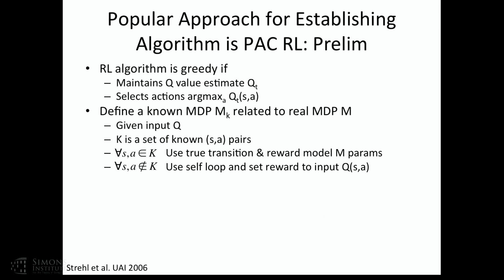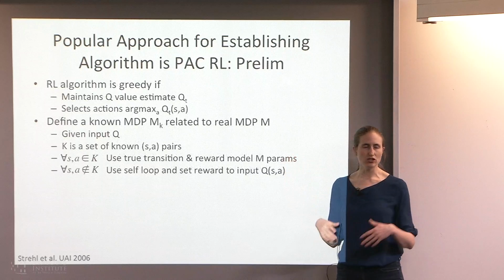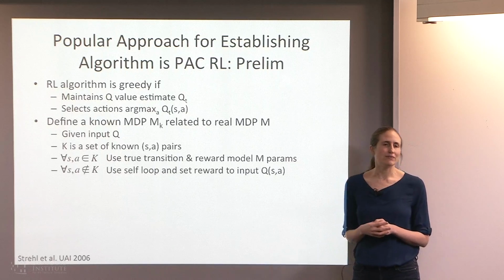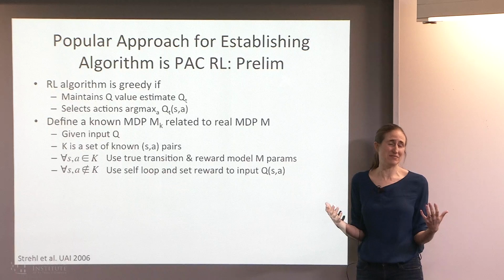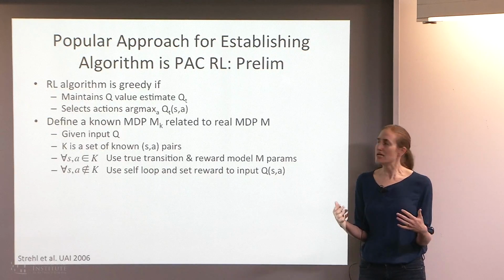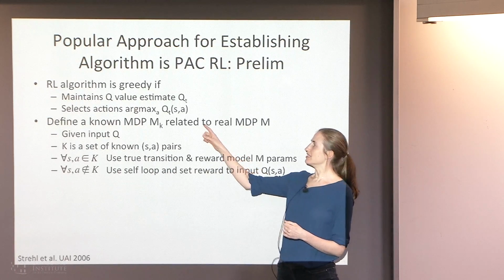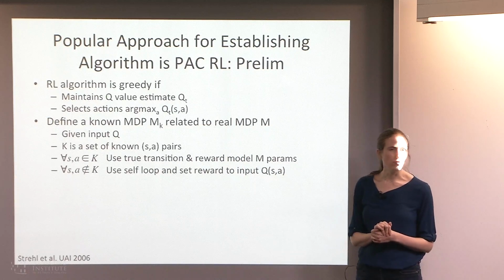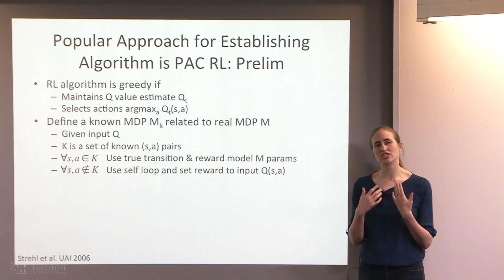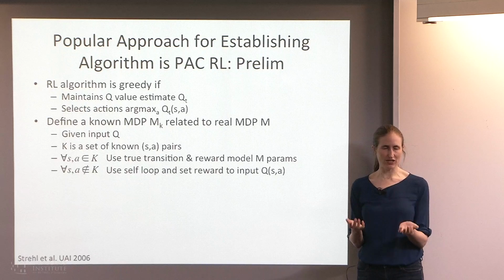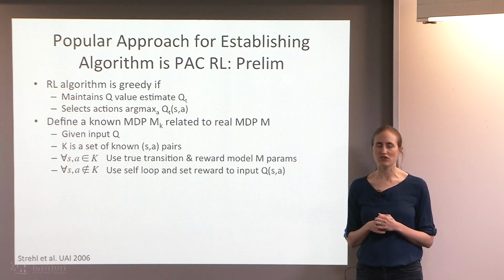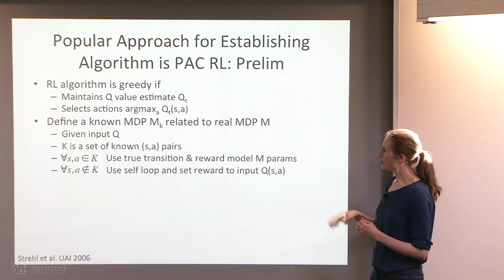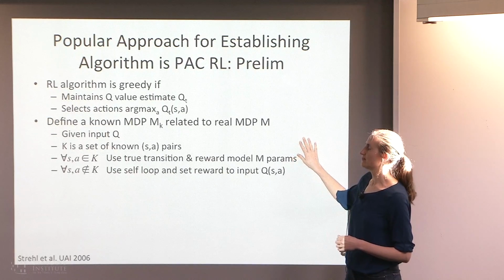First of all, we're going to define a reinforcement learning algorithm as being greedy if it maintains a Q function. This may not be the real Q function. It just has some estimate of the state action values in its head. And the way it acts is to take the argmax over that Q function. This is just saying how it behaves. So if I give it a Q function, it's going to pick the action that argmaxes the Q function for the current state. This is one of the first key ideas for PAC algorithms.